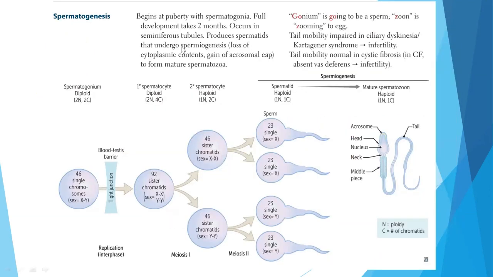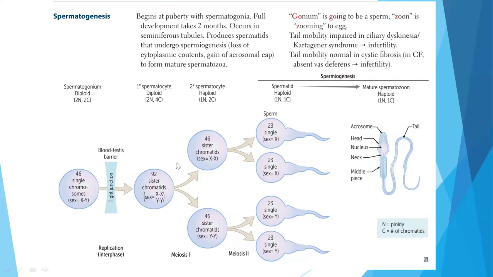So again, spermatogenesis begins at puberty with the spermatogonia. Full development takes 2 months, and it occurs in seminiferous tubules. It produces the spermatids and that undergo spermiogenesis to form a mature spermatozoa. So there is spermatogonium, which is diploid. Now this passes through the blood-testis barrier, which is a tight junction, and the primary spermatocyte is again diploid. There is only mitosis occurring, okay?